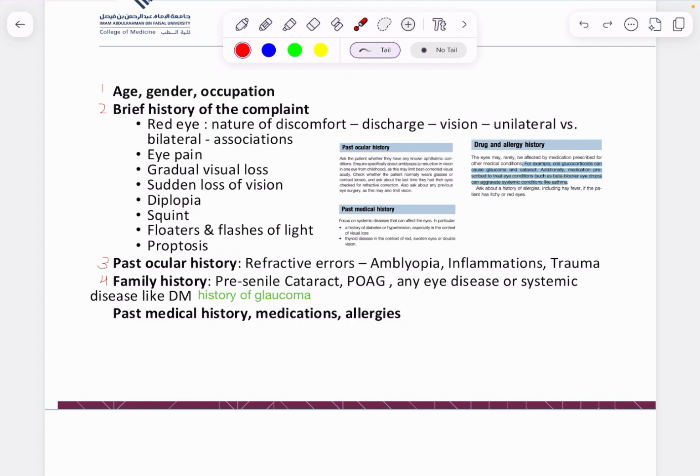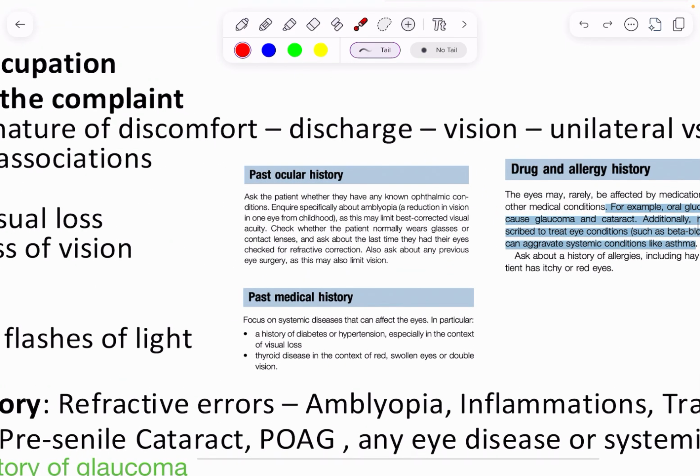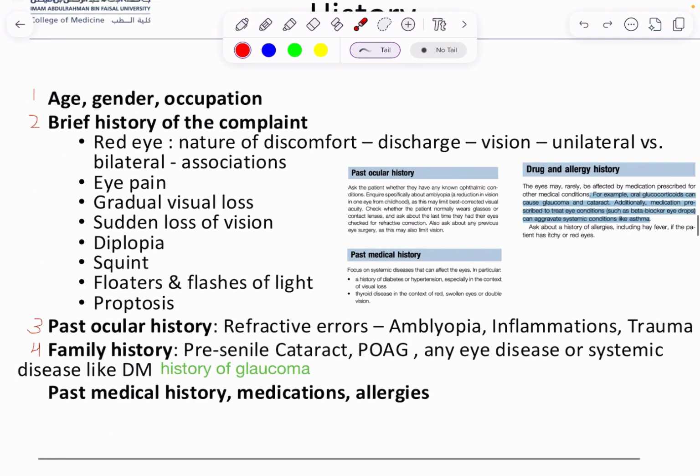But then you're going to get to the past ocular history. So you're going to ask about refractive errors. Are they hyperopes? Are they myopes, etc.? Also if they had any inflammation, trauma. So you're going to ask about the known ophthalmic conditions, specifically about amblyopia. And then you're also going to check whether or not the patient wears glasses or contact lenses normally, or you're going to ask when's the last time they checked it, and if they had any previous eye surgery.